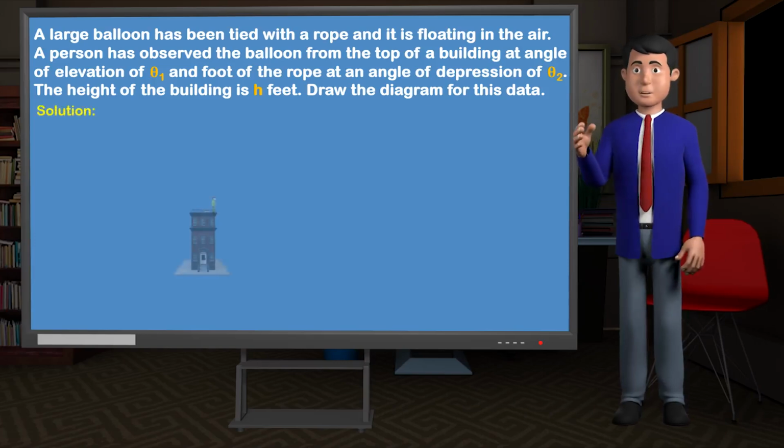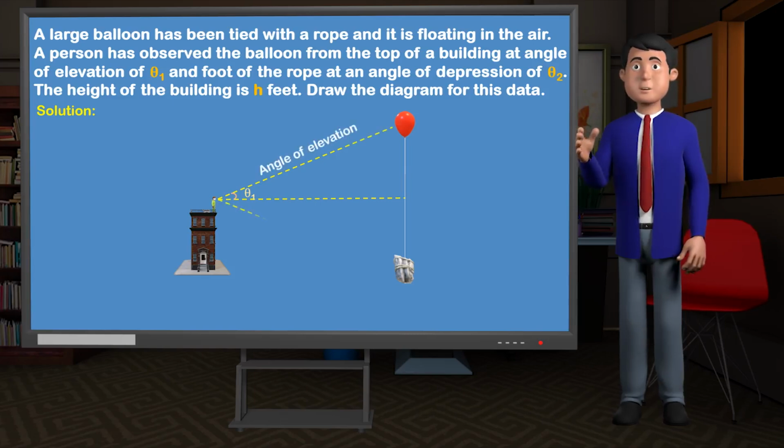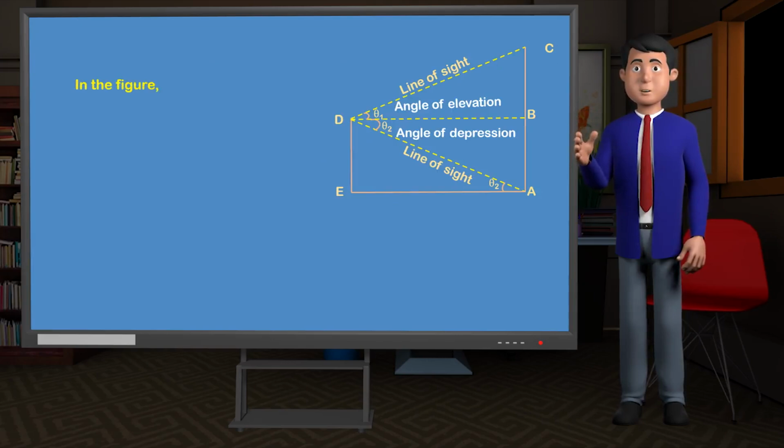Solution: According to the given problem, a person has observed the balloon from the top of a building at an angle of elevation of θ1 and the foot of the rope at an angle of depression of θ2. The height of the building is h feet. Formation of the diagram for this data is: in the figure, D is the position of the person.